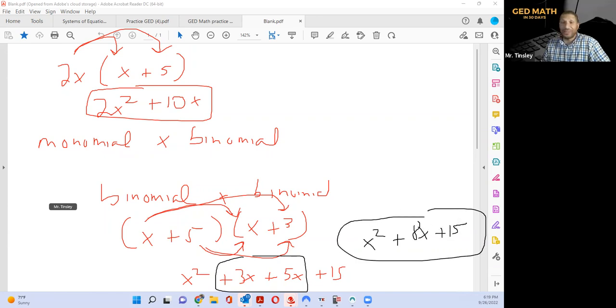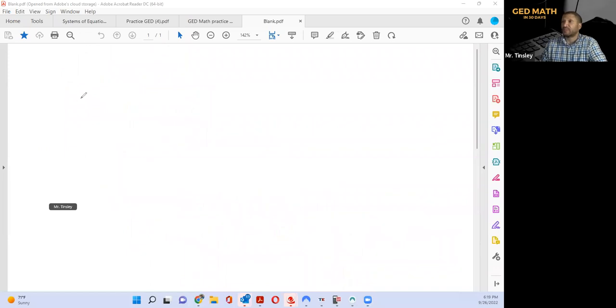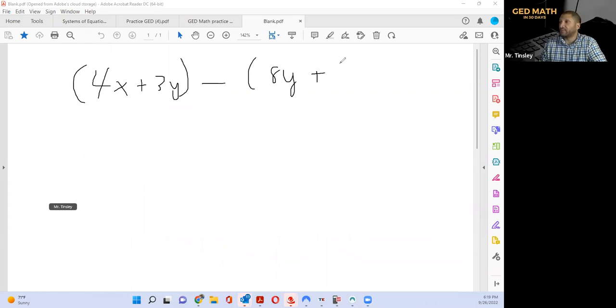That's guaranteed on your exam. You will have to multiply binomials on your exam. You will have to combine like terms. So what do I mean by that? Let's make sure we understand the difference. For example, if I had something like this: 4x plus 3y minus 8y plus 4x.